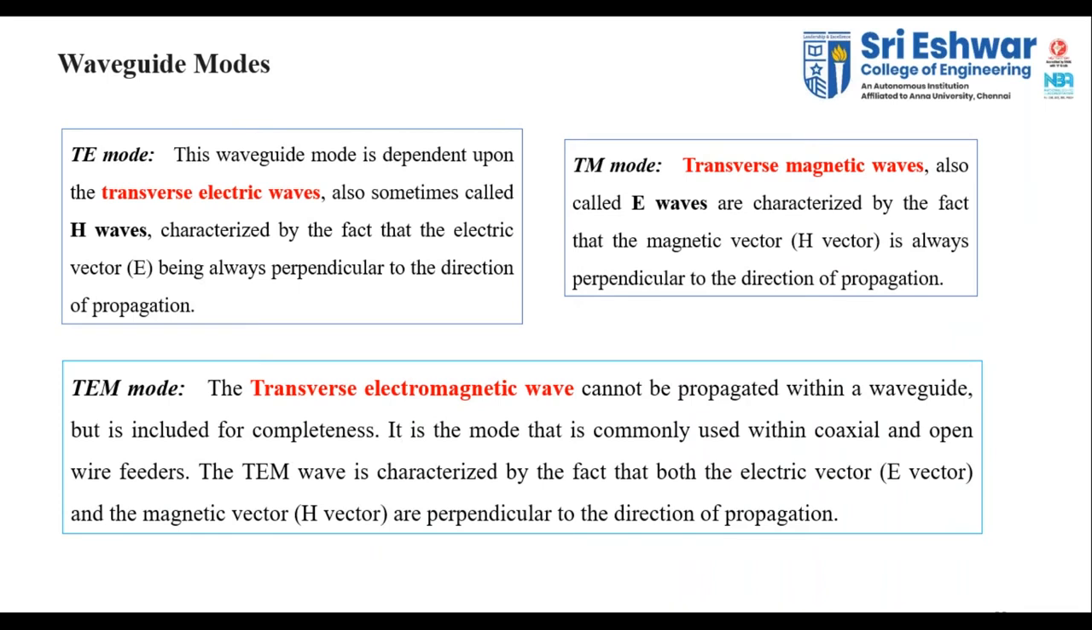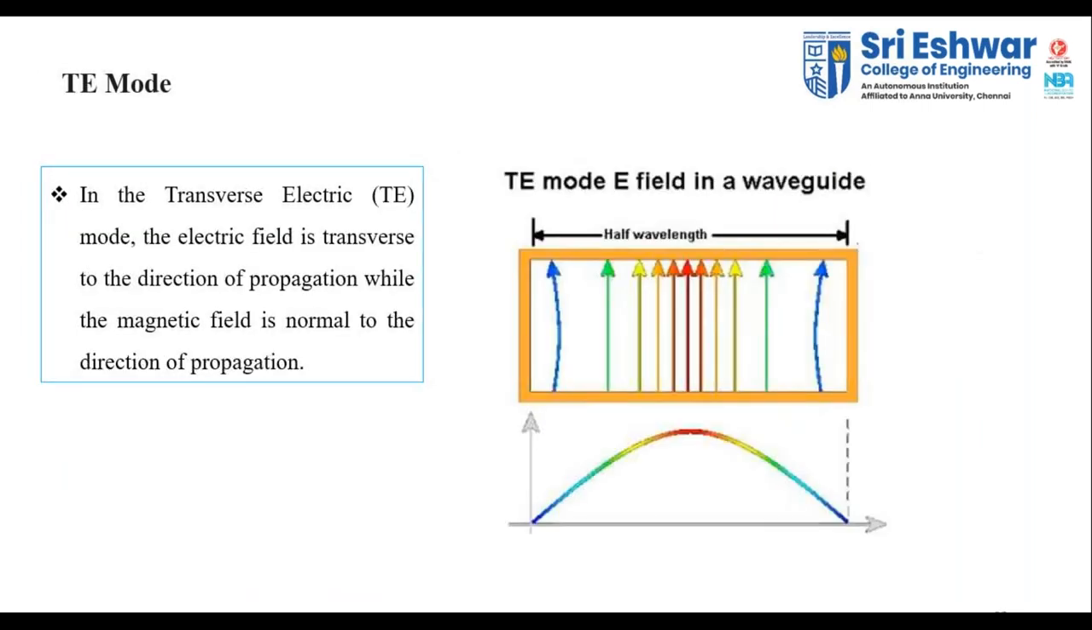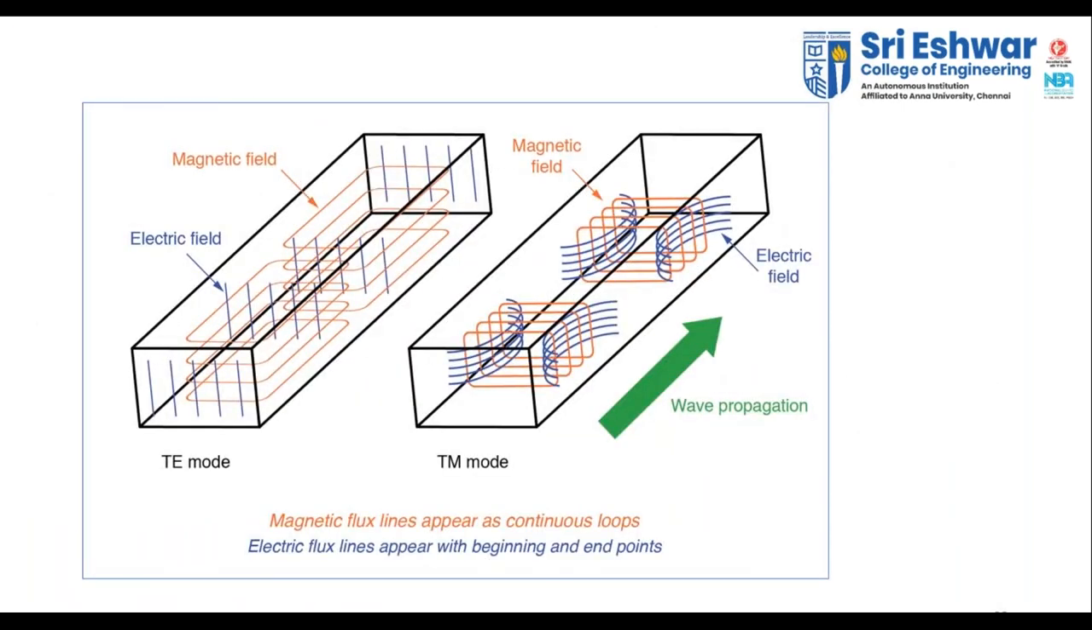Basic modes of operation: TE mode, TM mode, and TEM mode. TE is transverse electric, TM is transverse magnetic, and TEM is transverse electromagnetic. TE is nothing but H waves, where we use the electric vector E. In TM mode, E waves or H vectors are used. In TEM, both the E vector and H vector are present in a perpendicular manner. Both electric and magnetic fields are perpendicular to each other. This is your TE mode and this is your TM mode. For the comparison, please see the diagram, what happens in TE mode and TM mode.